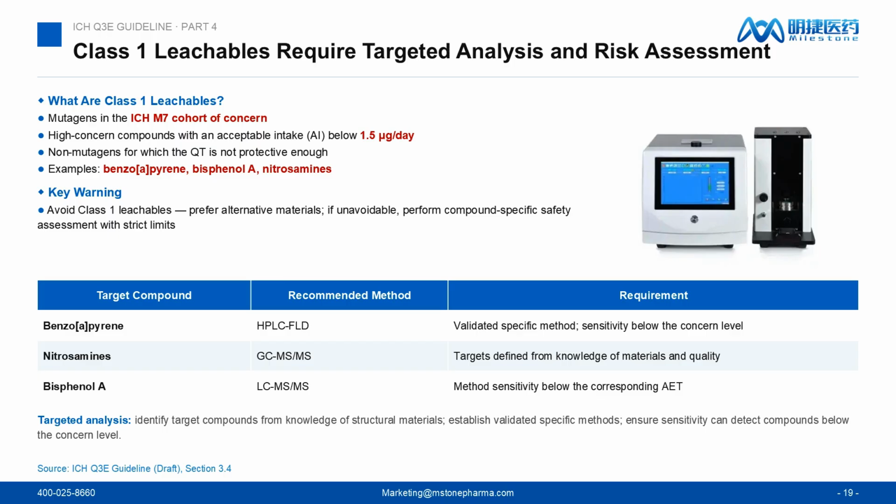How do you know which targets to hunt? From materials knowledge. Read the materials composition. If your tubing is PVC, think about plasticizers and vinyl chloride. If you have rubber, think about nitrosamine precursors and accelerator residues. The target list is written in the material itself.